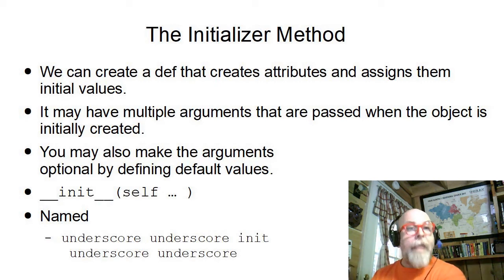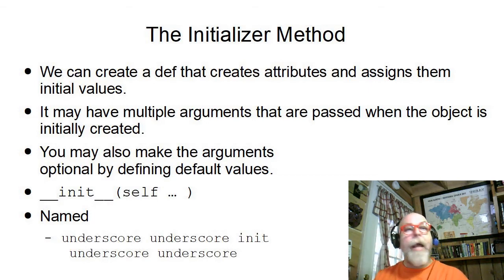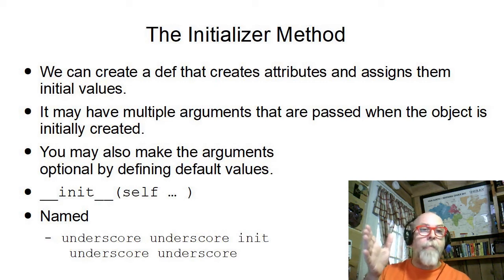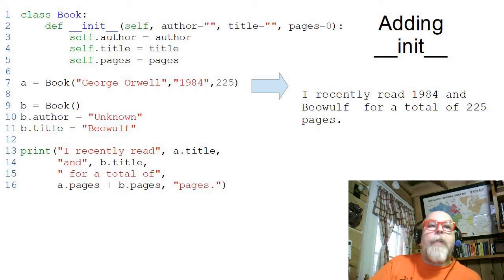It is a def just like any other. It's a method just like any other, but it's got a special name. It has to be named underscore underscore init underscore underscore. So it's called underscore underscore init underscore underscore and has a self argument just like all the other methods. And you could then have additional arguments that could have default values or not. So let's look at the initializer as defined on line 2.